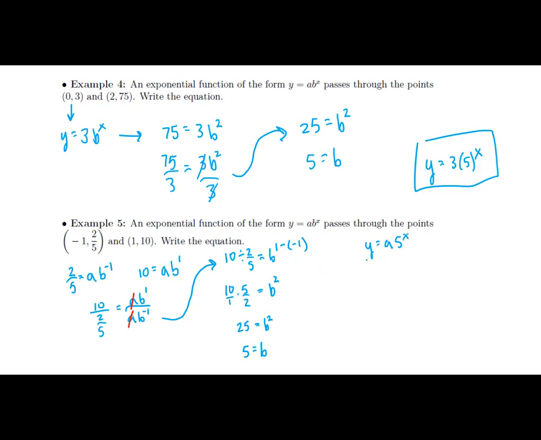But at this point, we can find a, because now we can plug one of these points back in. It doesn't matter which. I think I'll pick this one since there's no fractions involved. Then we can plug in 10 for y and 1 for x, and then solve for a. So we get that a must be 2. So now our final answer is y equals 2 times 5 to the x.